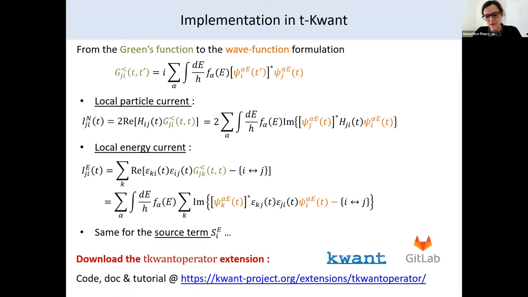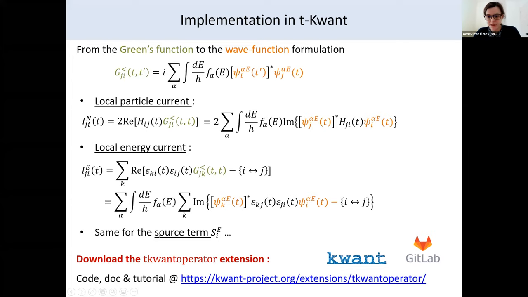Okay, so we have introduced all the quantities as a function of the lesser Green's function. Now let's see how they are implemented in T-Kwant, which is formulated in the wave function formalism. Fortunately, we have this formula I've already shown before, that relates the lesser Green's function to the time-dependent scattering states calculated in T-Kwant. And so if we apply this formula for the local particle current, we get this formula I've already shown before. And if we do the same job for the local energy current, we get a similar formula, but it's a bit more complicated because in addition to the sum over the modes and the integral over the energy, we have this additional sum over the neighboring sites k of I and j.